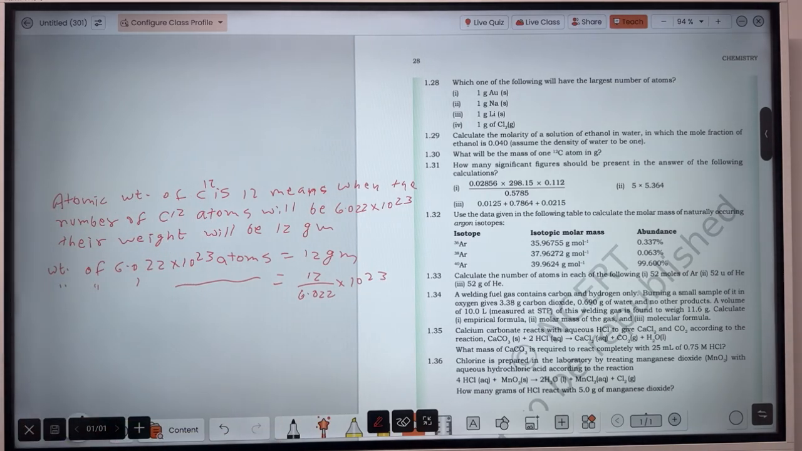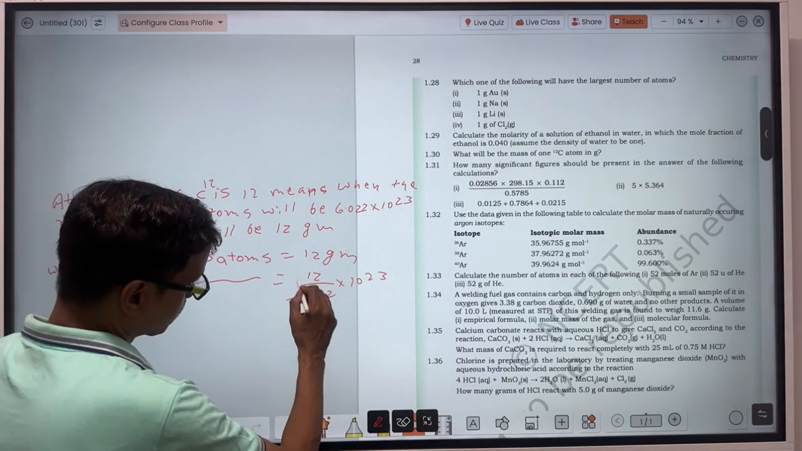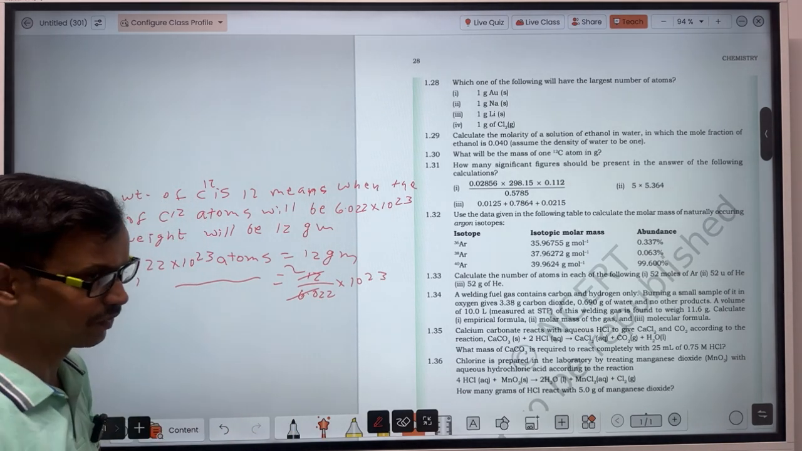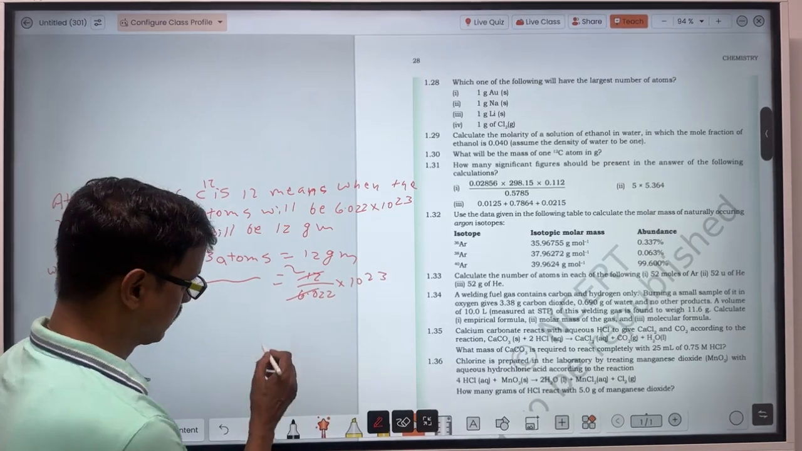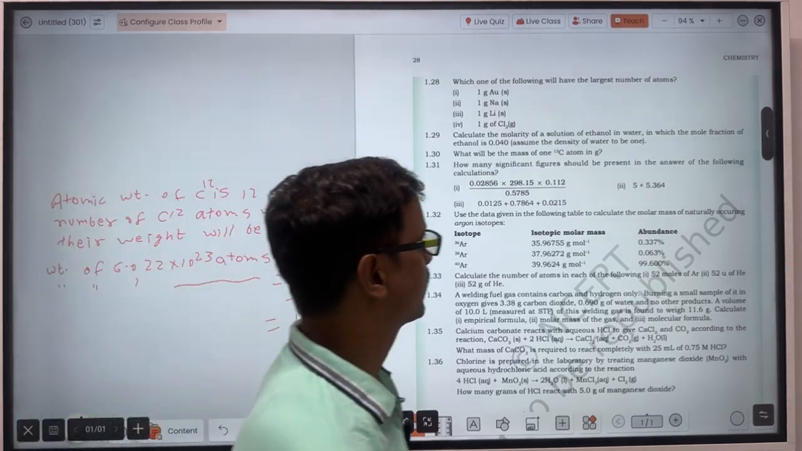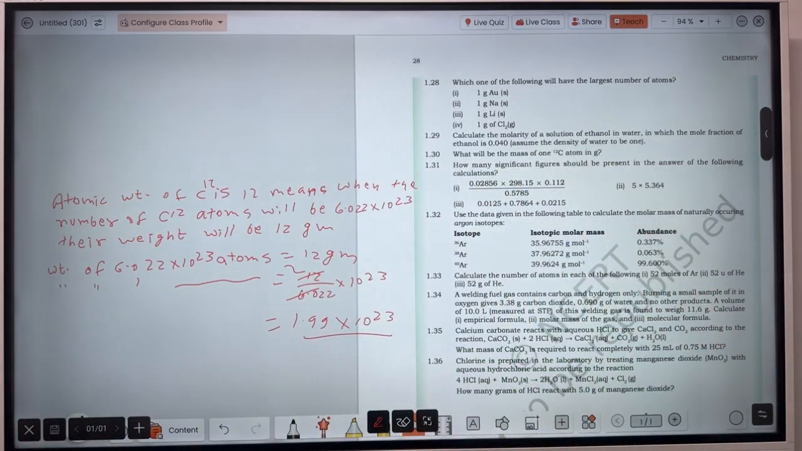In the examination, how to do it? When you divide 12 by 6.022, that is a time-taking process. So let's see. It is 6 to the 12 approximately, but it is something more than 1, that means something more than 6. So that will be 1.99 over 23. So the weight of one atom of carbon will be 1.99 into 10 raised to the power 23.